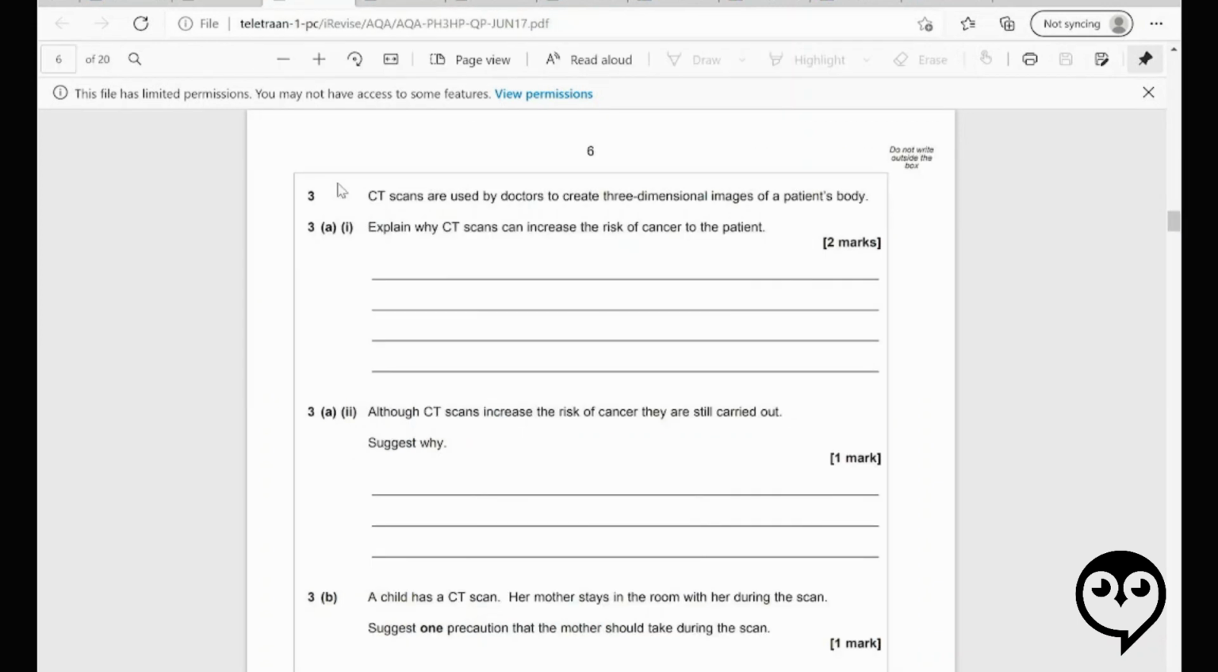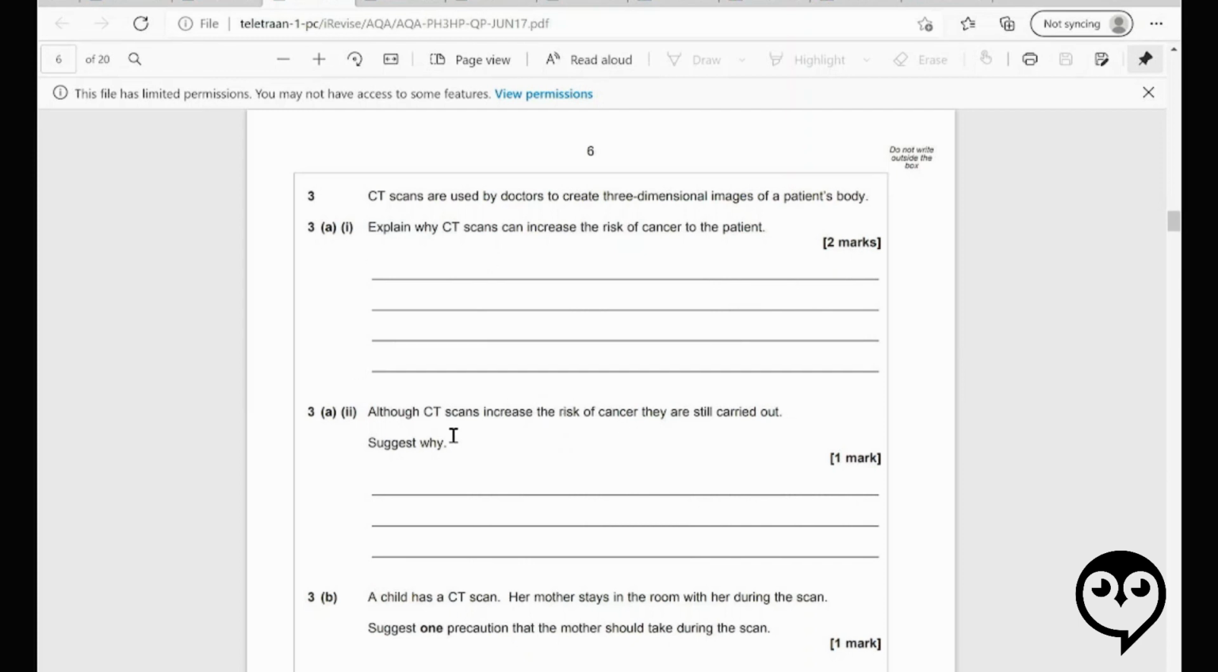Let's go to June 2017. This is also a paper 3. CT scans are used by doctors to create 3D images. Why are they a risk of cancer? Well, because we know that basically it's the same answer every time. You're going to say, hey, CTs use X-rays. X-rays are ionizing radiation. Ionizing radiation can cause mutations and can cause cancer.